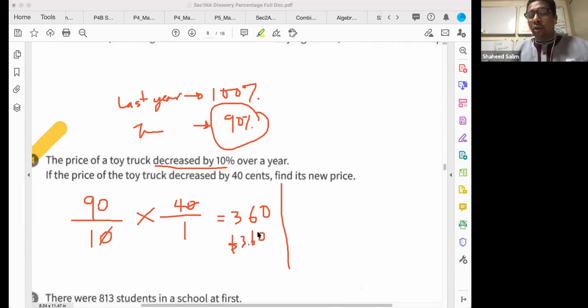Notice, I did not need to find 100%. I went straight between 10% and 40 cents. The relationship, as I said. Can you see now? I do not know whether you get it. I'm trying to get you to realize that this thing is 10%. I didn't need to go to 100%. I just need to know what 10% is. It's 40 cents. Okay, so we move on to the next one now.